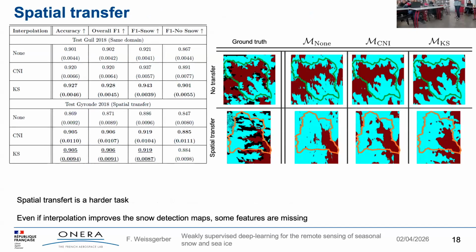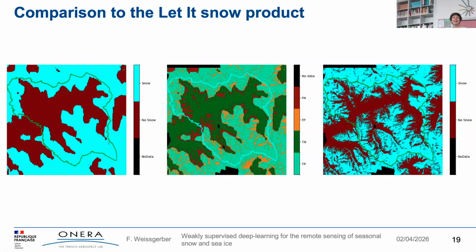And then we went to spatial transfer, and we could see that interpolation was also improving a bit the results, but that on a new basin, it's a bit hard for the network to really follow the topography, and we kind of lose some details here and there on the map. So really, if we want to apply this method in the whole Alps, we need to train a bit more than in one basin, but that is okay.